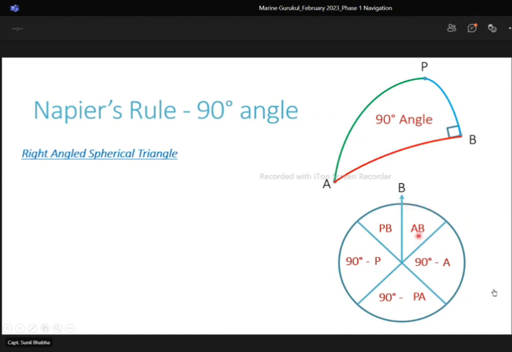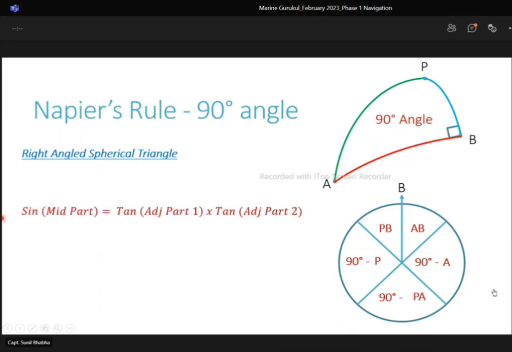So you go clockwise from B, the first part which comes as AB is filled up here. The next part which comes as angle A is filled up here in the second part. The next part which comes is side BA, filled up in the third part of the cartwheel. Next part which comes is angle P, and the next one PB, coming back to Bravo. So this is how the cartwheel is filled up. Now once the cartwheel is filled up, we can apply Napier's formula.